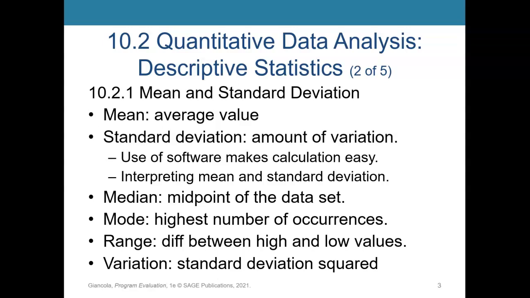The range is the difference between your highest value and your lowest value, and variation is another way of looking at how spread out data are. It's really just the square of the standard deviation. And some people, and for some purposes, will use a variation together with a standard deviation or instead of the standard deviation.